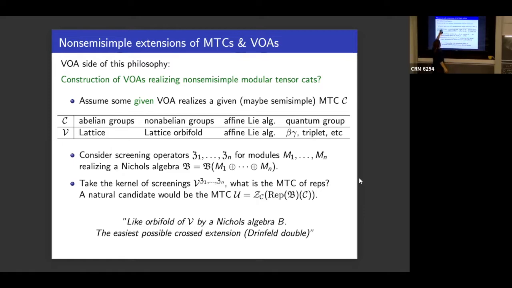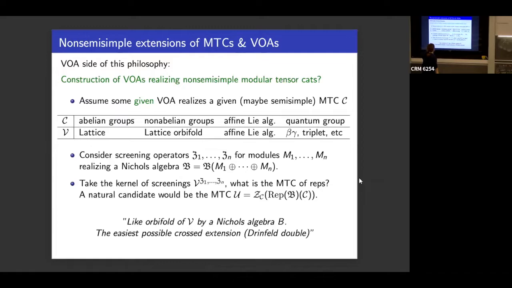So for example, for vector A, it's a lattice VUA. For non-abelian groups, which we had in this Nichols talk, it's lattice orbifolds. For an affine Lie algebra, it's an affine Lie algebra, right? And you can also take a quantum group. It doesn't have to be semi-simple. A quantum group, then maybe some beta gamma system or the triplet itself. So you can ask what is like a tensor category sort of based on the triplet algebra.